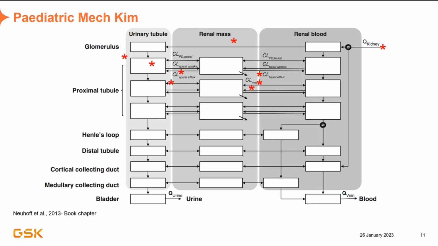We have the renal blood, we have the renal mass or the cell, and then we have the urine compartment. The blood flow is coming from the cardiac output, is a fraction of cardiac output, and then we have 2 shunts in this model. One is just before the glomerulus, and then one after the proximal tubules.